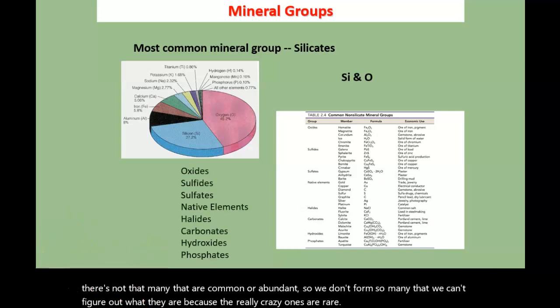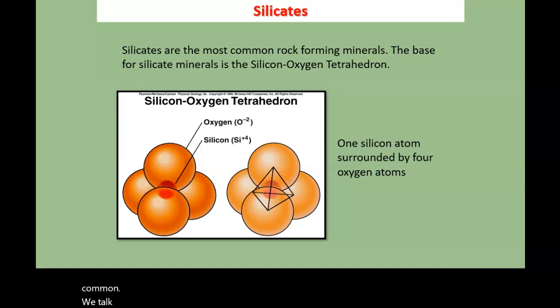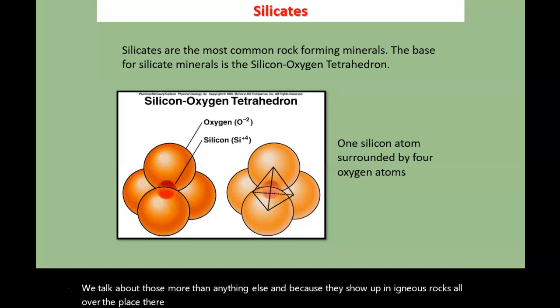Okay, what else we got? Oh yeah, so there's the different mineral groups. Because silicates are so common, we talk about those more than anything else, and because they show up in igneous rocks all over the place, they're silicate minerals that form igneous rocks. The building block of what's called the silicates is a silicon-oxygen tetrahedron.